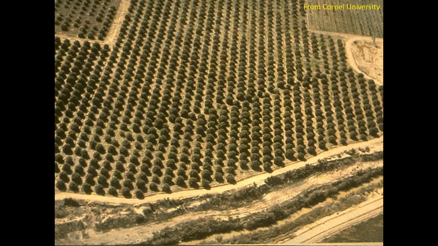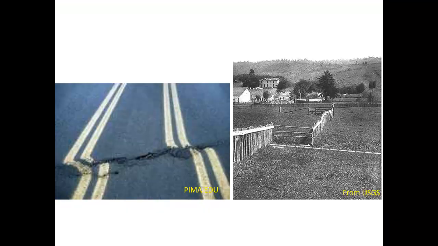Humans have made the job of recognizing faults easier in some cases. For example, here is an orange grove where the neat and tidy rows of trees have been shifted right down the middle along the San Andreas Fault. Other man-made objects, like roads and fences, can also provide a good reference for noting offsets produced by faults.